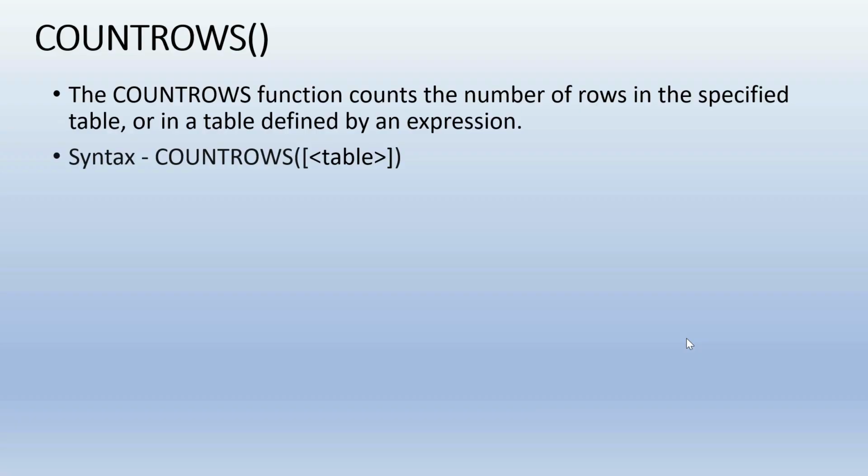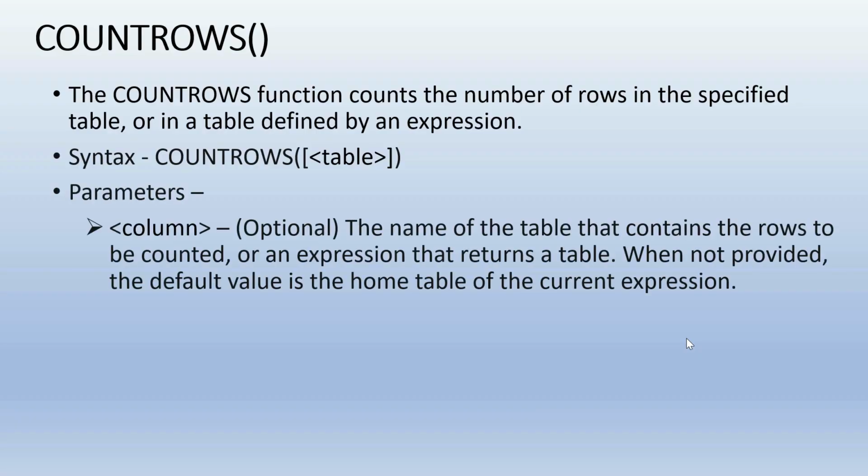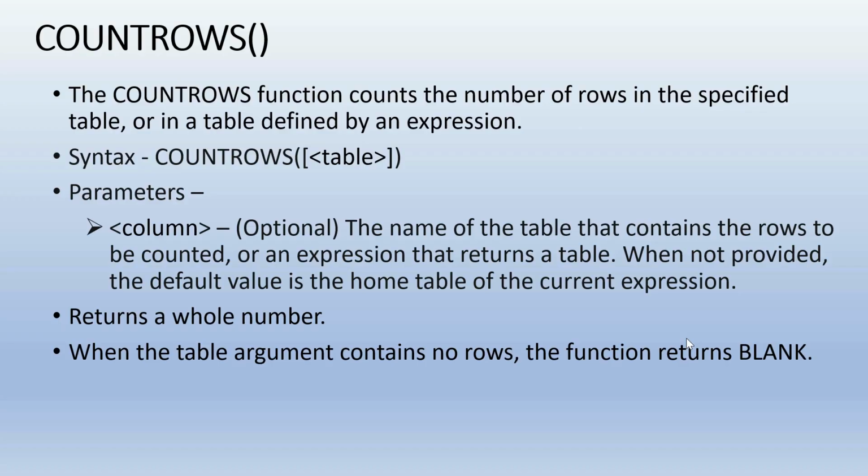The square brackets I used indicate that the table parameter here is optional. If we pass the table parameter, or the name of the table, then it will consider that particular table, or else it will consider the home table if we don't pass any table name here. Home table means the table inside which we are doing our calculation. The COUNTROWS function returns a whole number, and if the table argument contains no rows, the function returns blank.